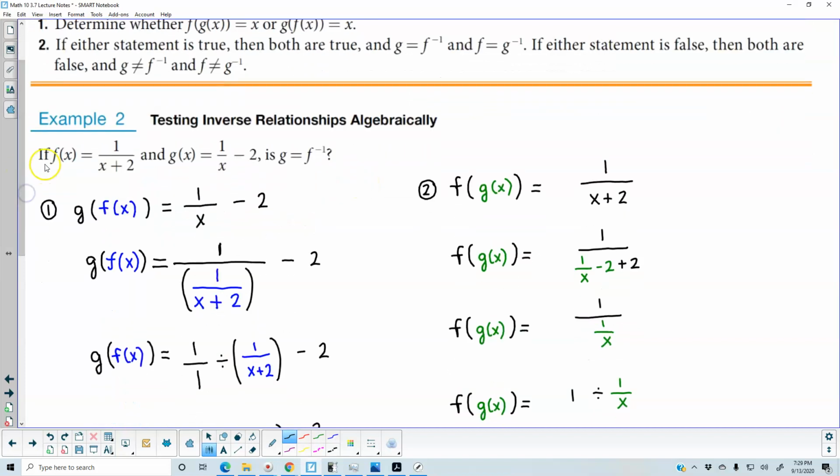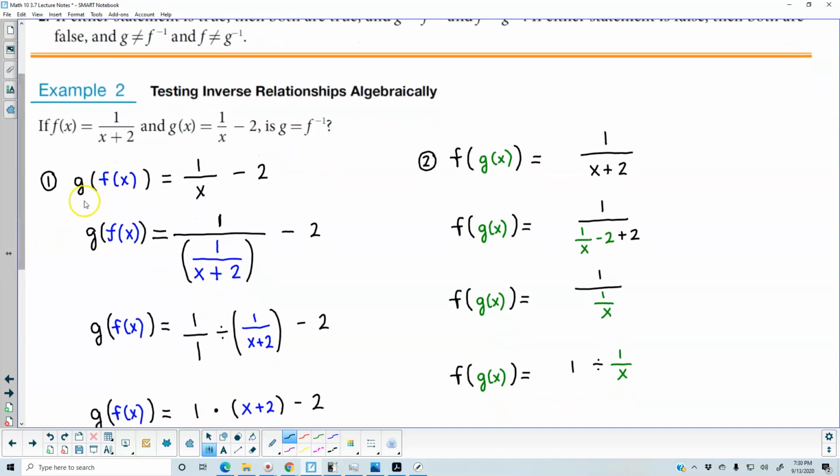So let's say f of x is equal to 1 over x plus 2, and g of x is equal to 1 over x minus 2. We want to determine, is g equal to f inverse? So we have to apply and show the composite function.